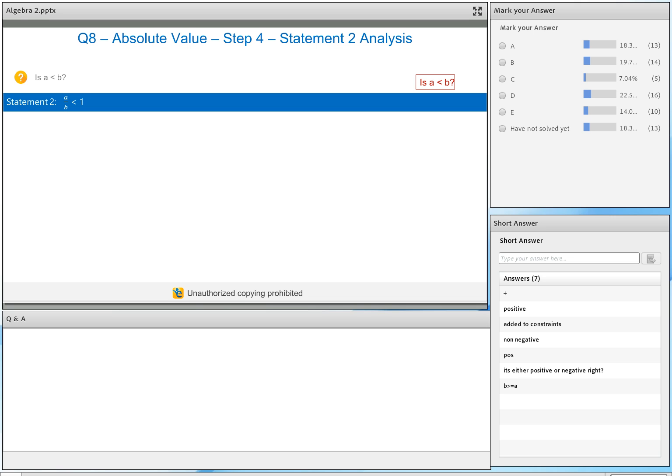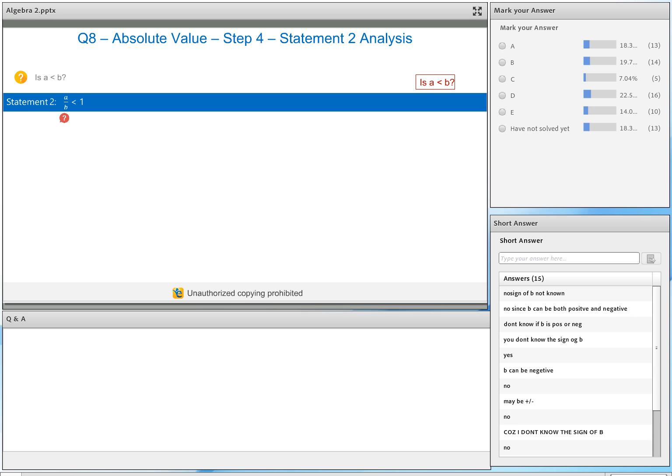Statement 2 says that a divided by b is less than 1. Now, can I simply do that a is less than b? I simply take b on the other side and I can say a is less than b. No, why can't I do that? Absolutely right. We can't do that because we don't know.